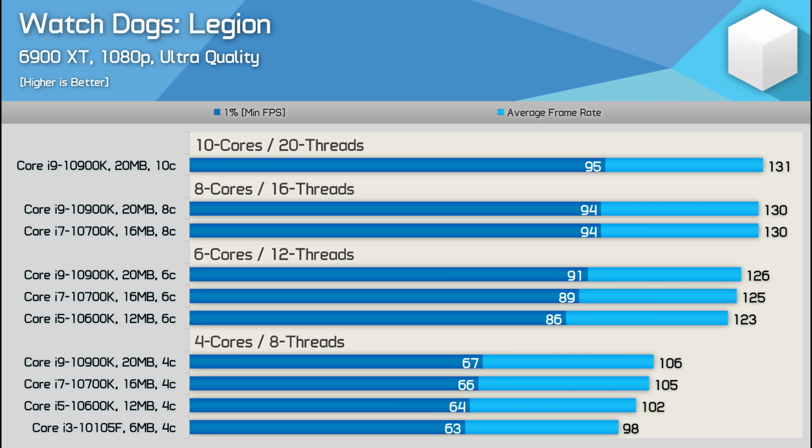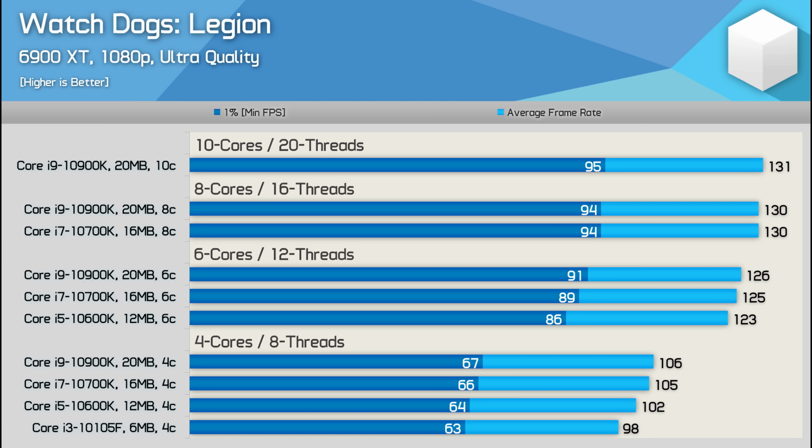Last up, we have Watch Dogs Legion, and these results were reported using the 6900 XT, but I also retested the game using the RTX 3090, and we'll get to those results in a moment. Previously, we didn't see much of a difference with the K-SKU parts. With 6 cores enabled, the results were much the same, and then 8 cores only offered a very small performance boost. However, 4 cores does drop performance quite considerably.